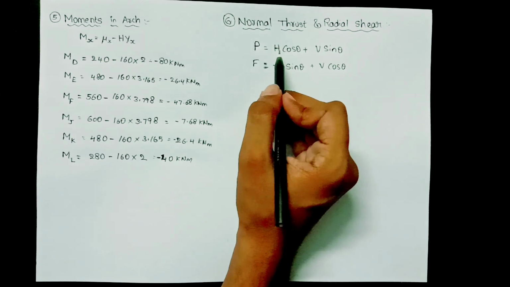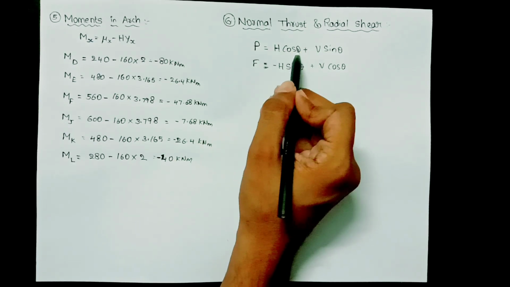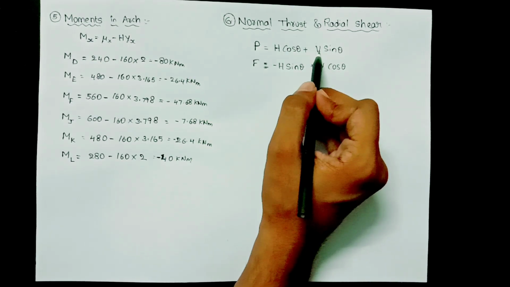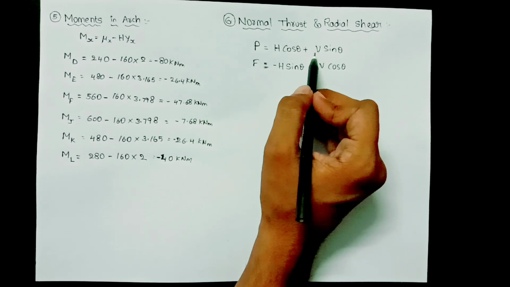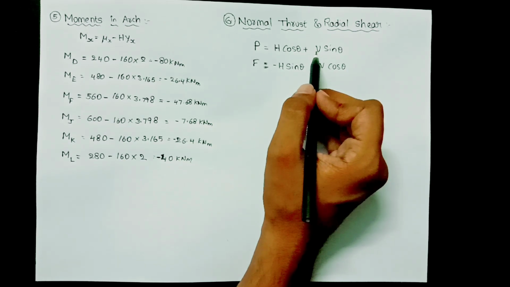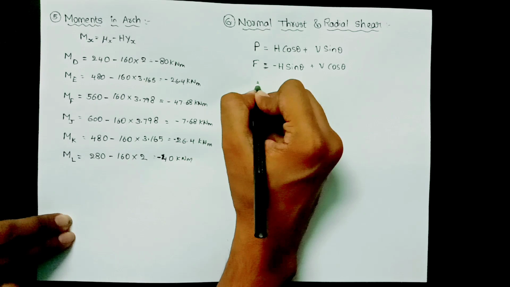While calculating the support reactions, we calculated the HA and HB values. HA and HB are equal, so it is commonly taken as H. So it is 160 kilonewton, and theta is to be calculated now, and V is nothing but the shear force at the point we are calculating. Since we are calculating at points E and K, we have to take the shear force at point E and at point K, and first of all we have to calculate the value of theta.